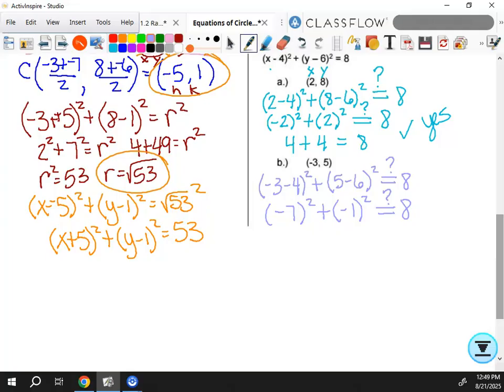And if you get to a part where it's obvious the answer is no, it's okay if you don't even complete it, because I know that -7 squared is 49, and then I'm going to add something else to it that's going to be positive, so that's already way over 8, right? And so the answer is just no. If you did finish it out, this would be 49 plus 1, and that definitely does not equal 8. So, okay. Any questions at all?